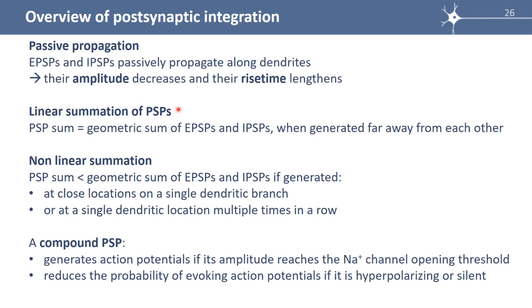While propagating, PSPs summate. They can summate linearly, and it means that the PSP sum equals the geometric sum of EPSPs and IPSPs when they are generated far away from each other. But they can also sum in a nonlinear manner, and nonlinear summation means that the PSP sum is inferior to the geometric sum of EPSPs and IPSPs if these PSPs are generated at close locations on a single dendritic branch, because then they have an effect on each other, or at a single dendritic location, but multiple times in a row.